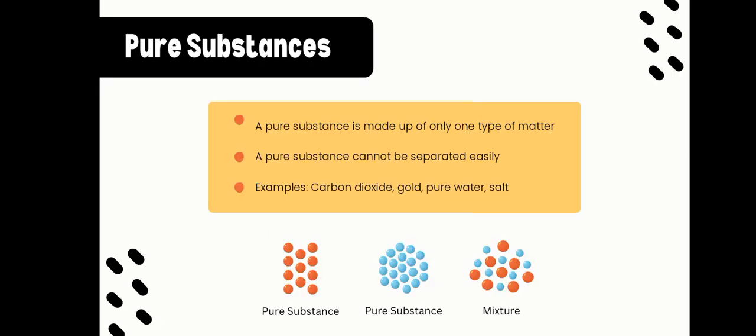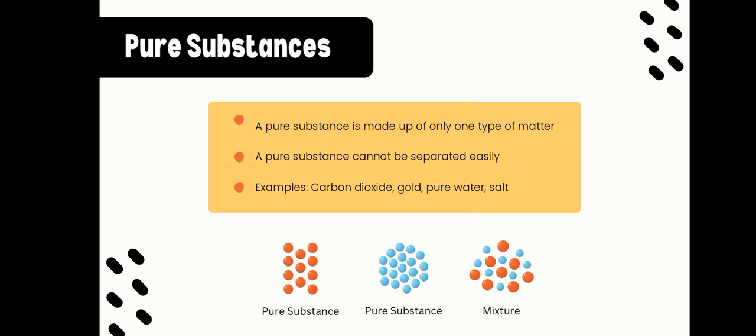So students, what are pure substances? A pure substance is a composition of only one type of matter. It cannot be separated easily because it has only one type of matter. It can be gold, pure water, salt, or carbon dioxide. Here you can see in the example that all the balls, or atoms, are orange in color. So this is an example of a pure substance.